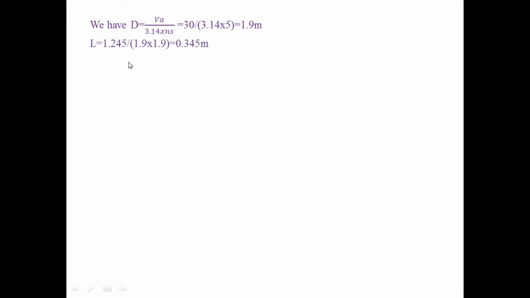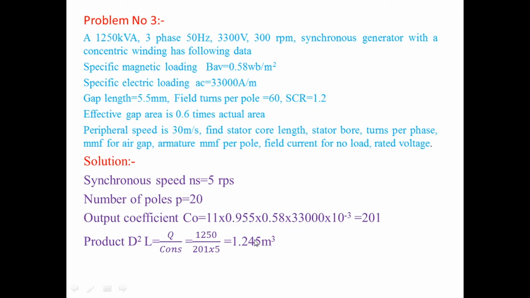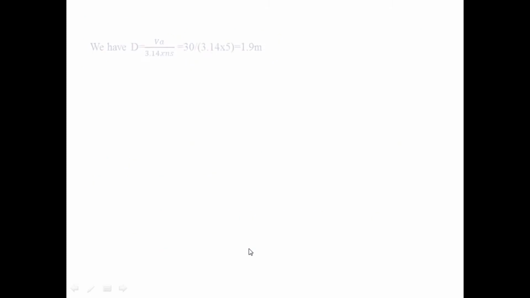So the core length is given by the product D square L, which we got as 1.245. So 1.245 divided by D square. D square is 1.9 into 1.9. So you will be getting 0.345 meter as L.